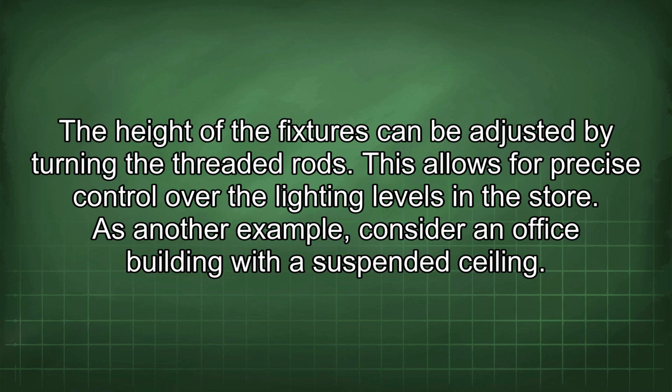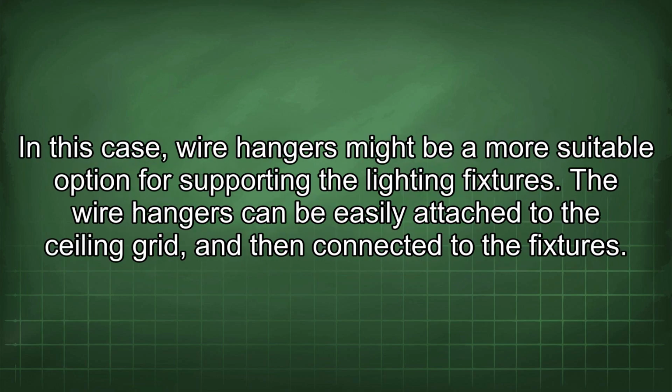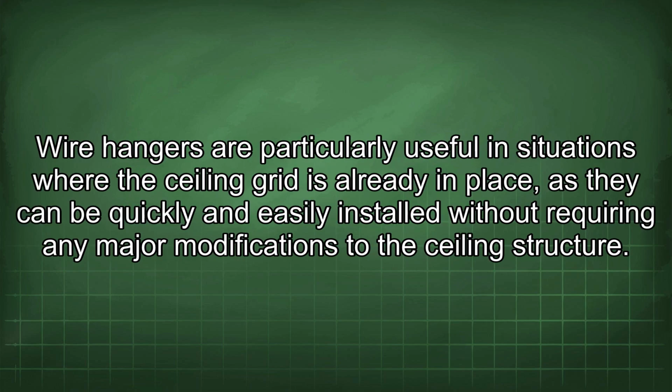As another example, consider an office building with a suspended ceiling. In this case, wire hangers might be a more suitable option for supporting the lighting fixtures. The wire hangers can be easily attached to the ceiling grid and then connected to the fixtures. Wire hangers are particularly useful in situations where the ceiling grid is already in place, as they can be quickly and easily installed without requiring any major modifications to the ceiling structure.